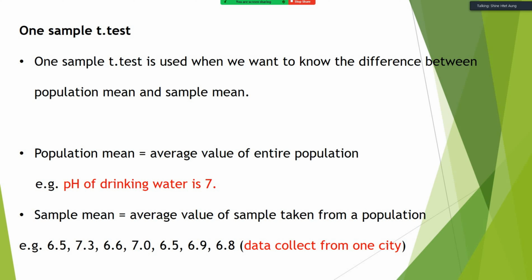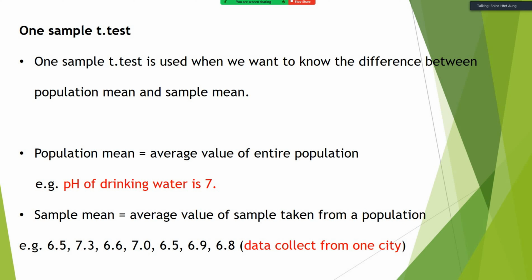So what is the sample mean? The sample mean is the average value of a sample taken from the population. For example, for drinking water, we collect data from the whole country. For example, 6.4, then from one city 6.5, another city 7.3, another city 6.6, another city 7.0, another city 6.5, another city 6.9, and 6.8. So that is the sample value.